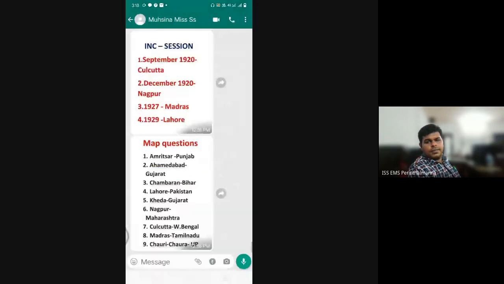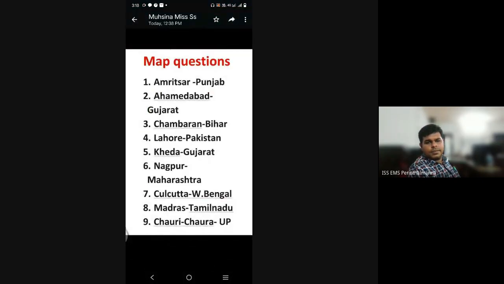Then map question, see Amritsar, which was a place in Punjab. Then Ahmedabad. Sometimes some of the students were not able to get the states, that's why I am marking like this. Champaran, it was in Bihar. Lahore, now it is in Pakistan. Kheda, the no tax campaign, was in Gujarat. Nagpur was in Maharashtra, Calcutta in West Bengal, Madras in Tamil Nadu, and Chauri Chaura was in UP. So this much I have to share with you.